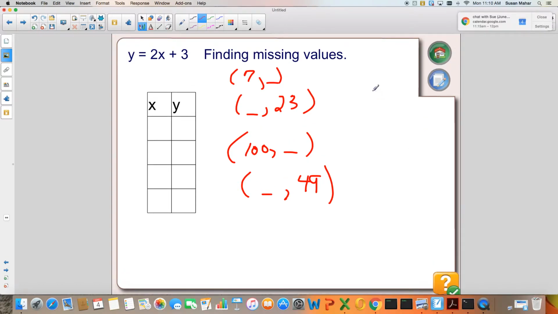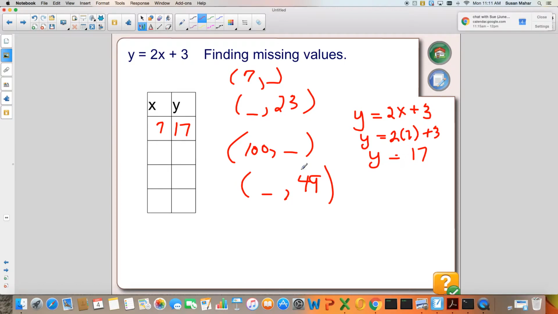Okay, let's take a look at the first one. We know that x is equal to 7, but we don't know what y is. So we write our equation, y is equal to 2x plus 3, and you'll notice that I have flipped the equation for this, and it doesn't matter as long as we have them in the boxes correctly. So y is equal to 2 times x, which is 7, plus 3. So 2 times 7 is 14, plus 3 is 17, so y is equal to 17.